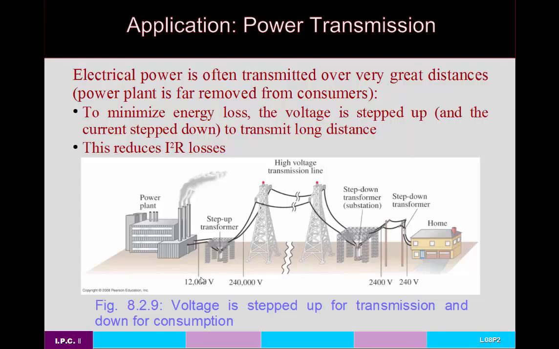So maybe you get 12,000 volts out of the power plant, and you step it up to 240,000 volts. Then you go through high voltage transmission lines that have very low current and therefore very little loss. The I squared R loss will be very small because the current is lower here. Then you send that into a step-down transformer substation. Maybe that steps it down to 2400 volts, and then that goes through your normal power lines that you'd see sort of by your street.